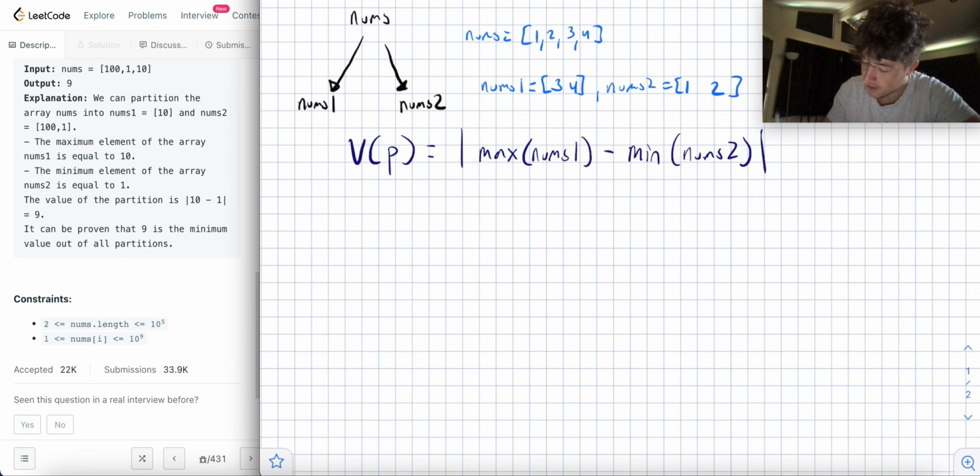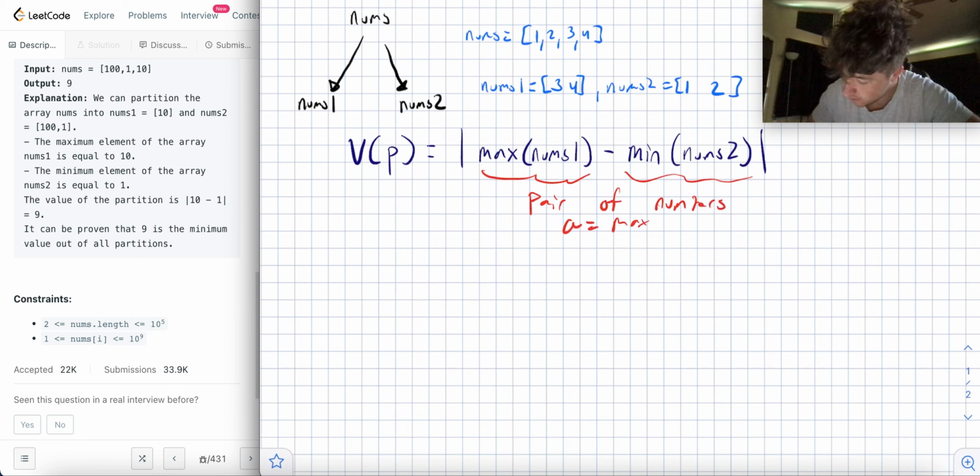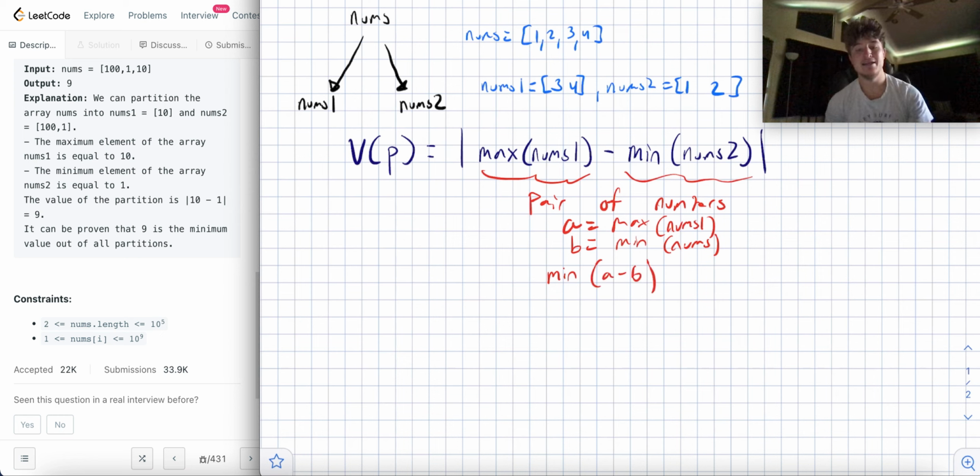I want to find a pair of numbers, A equals the max of nums1 and B equals the min of nums2, such that we have the minimum A minus B, right? So these will be just two numbers within our array, right? And how do you find the minimum difference between numbers?